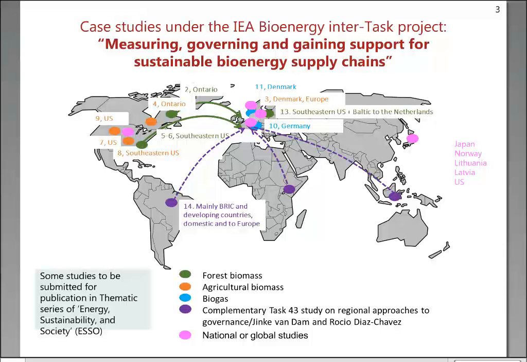And so this map hopefully shows you how ambitious this project was in terms of its comprehensively dealing with supply chains around the world, and representing not only the major sectors, forestry, agriculture, biogas production systems, which would meet those renewable energy needs, but covering a wide variety of geographies and governments as well. So our attempt here was to be comprehensive globally in this work.